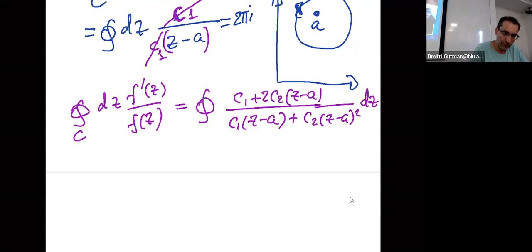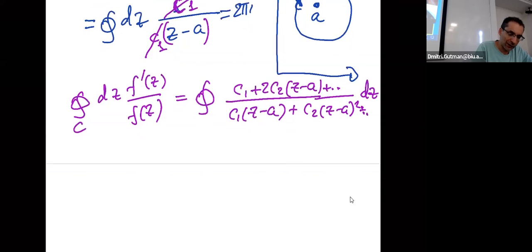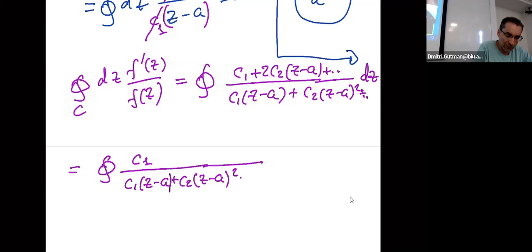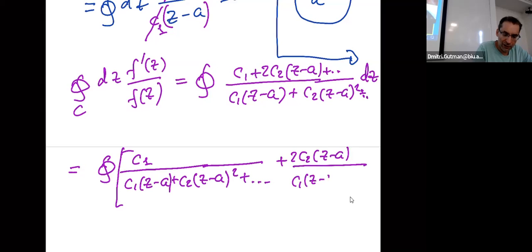Why did you do only the first two terms? Let me just keep the first, and in principle there are infinitely many. So then I looked at this integral and I said, okay, so the integral is c1 divided by c1 z minus a plus c2 z minus a squared, plus 2c2 z minus a divided by c1 z minus a plus c2 z minus a squared, and so on and so forth, dz.